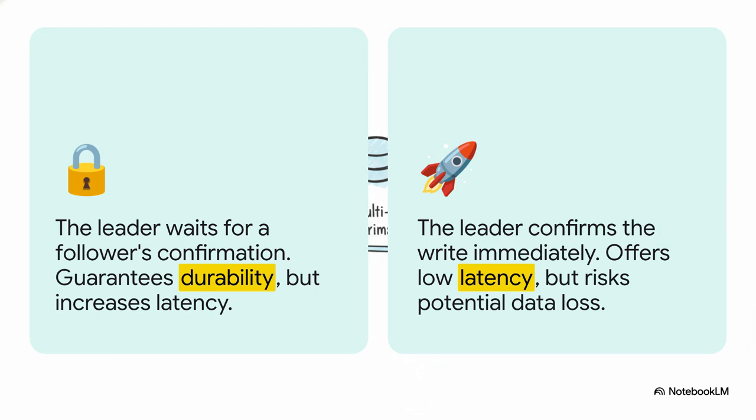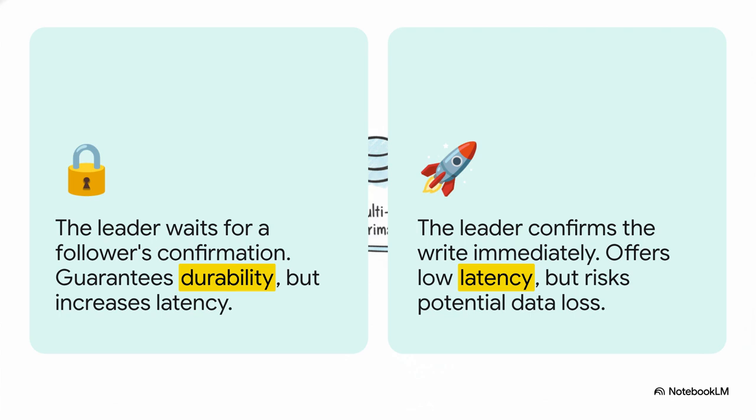And right away, we hit our first huge decision point, synchronous versus asynchronous. This all comes down to a simple question. When does the leader tell the client, yep, we got your data? With synchronous, the leader waits. It waits for at least one follower to raise its hand and say, I've got it too. This is awesome for durability. You know for a fact your data is safe on at least two machines. But the user is sitting there waiting that whole time.